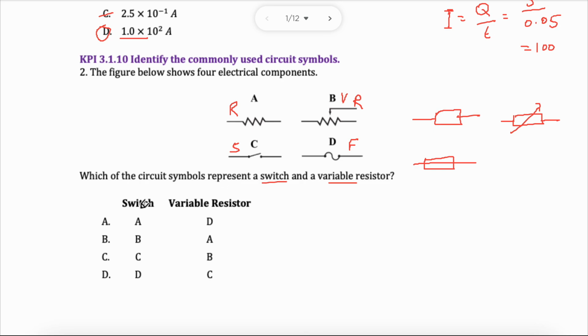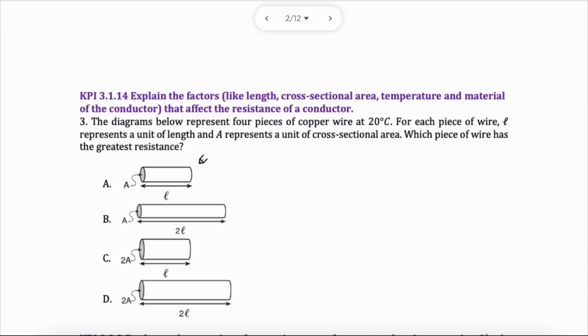So what am I looking for? A switch is C, and the variable resistor is B. The answer, this one here. So now we know. Let's move on.